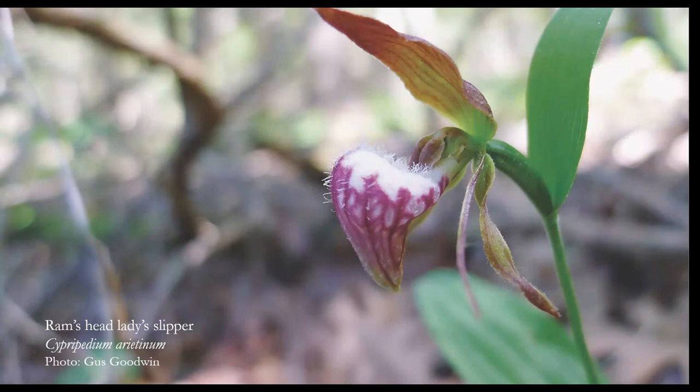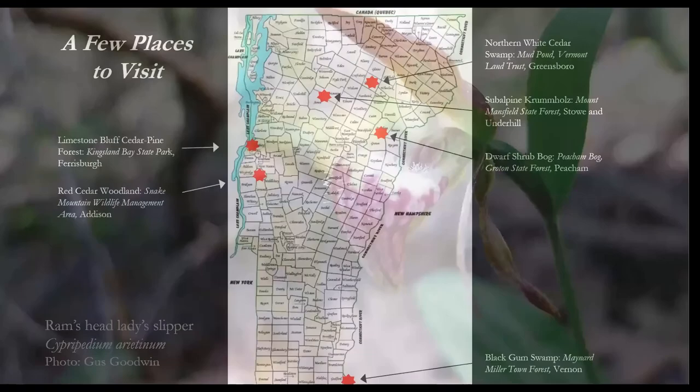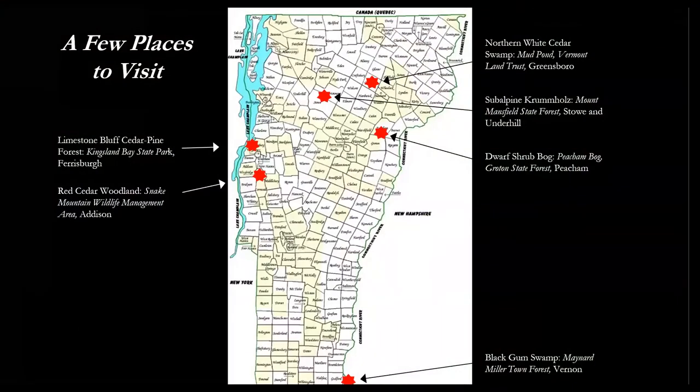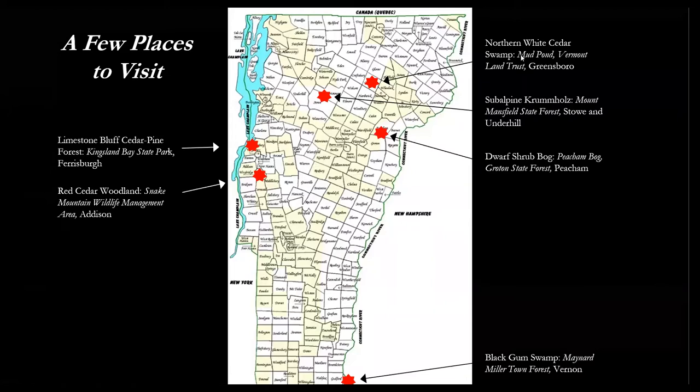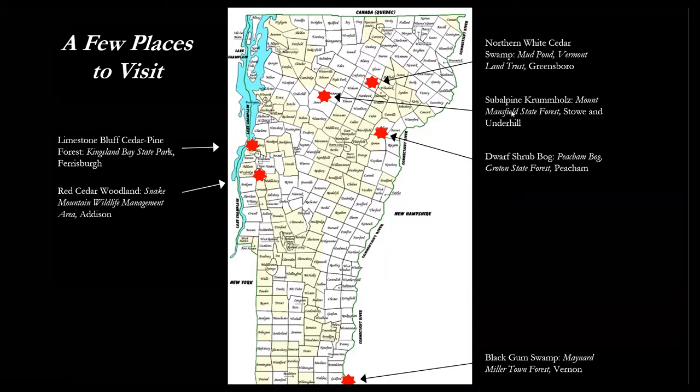And now we're just gonna end with a few fun places to visit where you can go and see some of these natural communities I mentioned. Mud Pond in Greensboro, which is owned by the Vermont Land Trust, where you can go see a really beautiful northern white cedar swamp that is being protected as a natural area. If you wanna go see subalpine krummholz, so obviously you can go to Mount Mansfield, also Camel's Hump, but Mount Mansfield is a great place to go to see that.